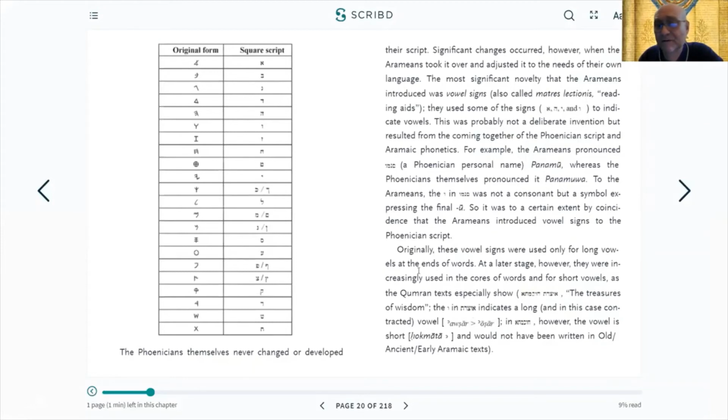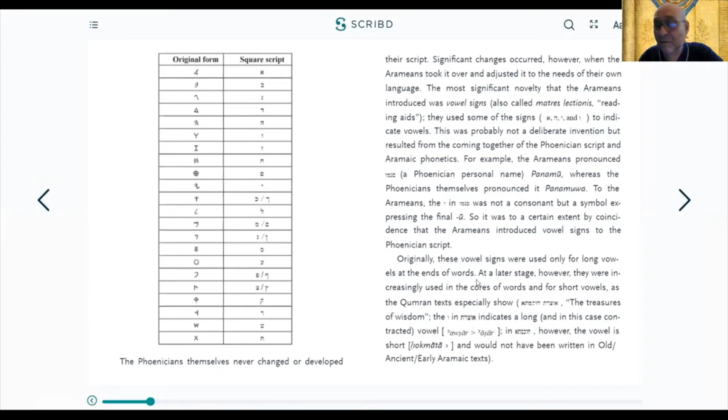Originally these vowel signs were used only for long vowels at the end of the words. At a later stage, however, they were increasingly used in the cores of words and for short vowels, as the Qumran text especially show. So we've got the treasures of wisdom there. The Vav in Aleph, Vav, Zadik, Resh, Tet indicate a long, and in this case, contracted vowel. Asar, Osar. In Hey, Nun, Chaf, Mem, Tav, Aleph, however, the vowel is called Hokmata. Interesting. And would not have been written in old, ancient, early Aramaic text.